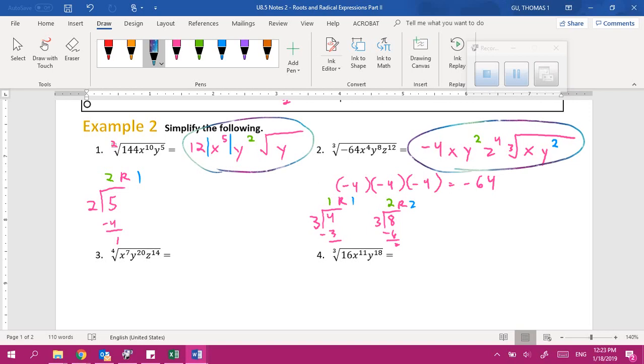That is your answer. Is that a 3 right there? The index is a 3, yeah. Be careful about that. When your problem started, you started with a cube root, right? So when you write it again, it still should be a cube root.